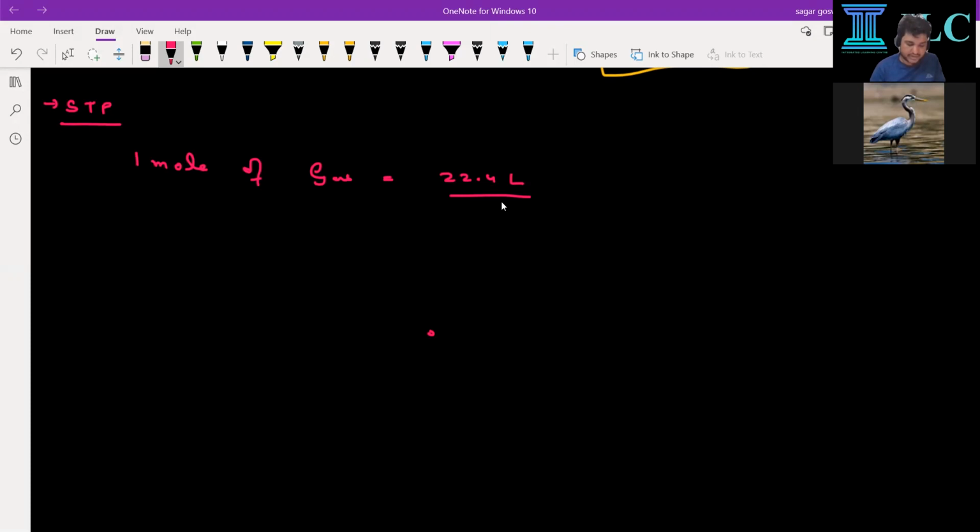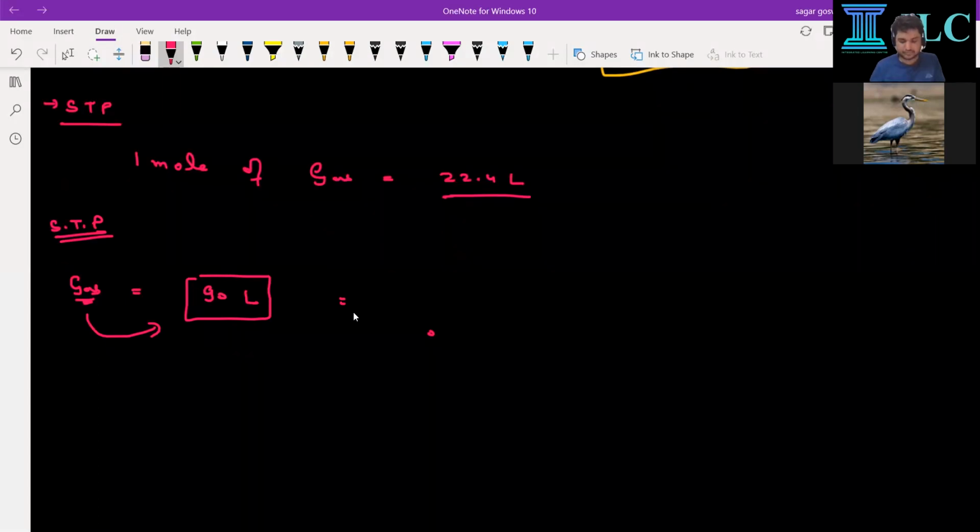By using that, you can simply find out the number of moles as well. Suppose I have a gas at STP, and it is occupying approximately 90 liters. So at STP, if a gas is occupying 90 liters, can you tell me how many moles it has?